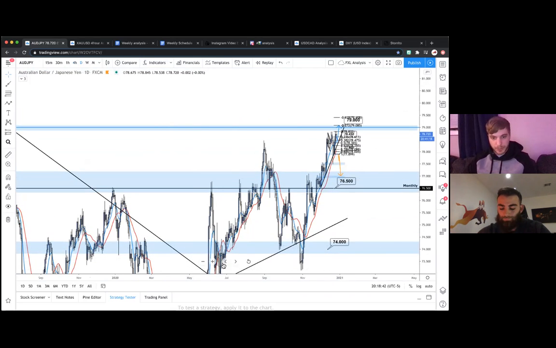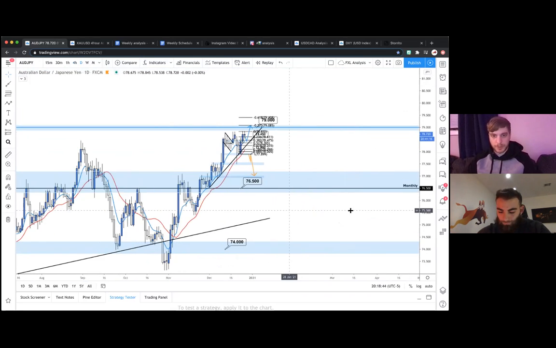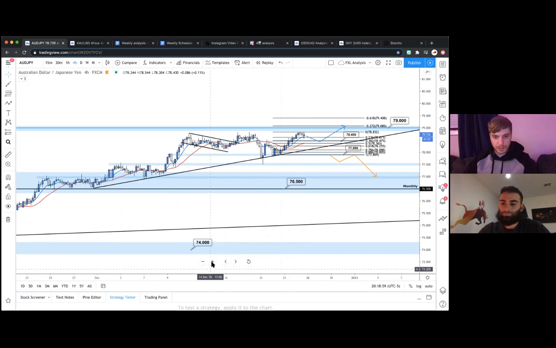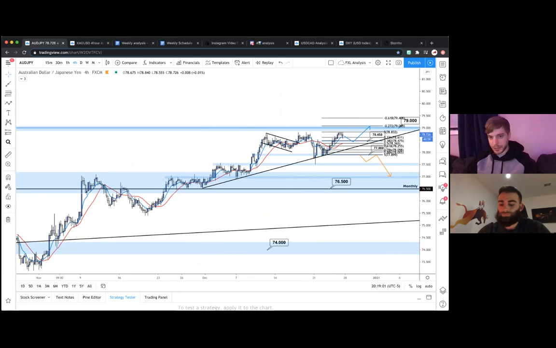So let's just zoom in a little bit more. So we know the overall trend's bullish, right? Very bullish. We can see that we are near a key level of resistance now at 79 flat, much like we just covered on AU. So, these two do kind of move hand in hand. But let's drop to the 4-hour. Take a closer look and see what price action is doing.